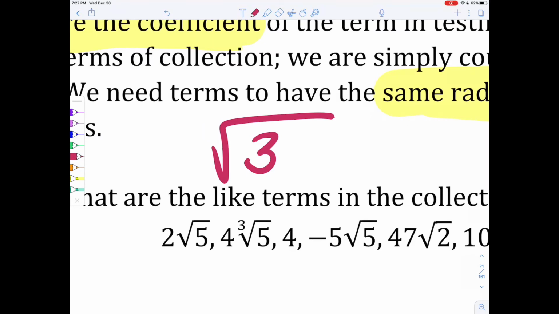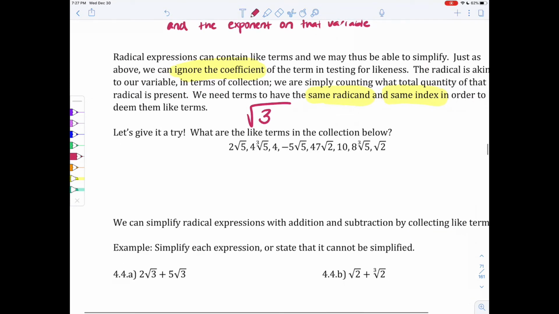So, for example, if I wanted to find a like term to 2 root 5, I have to find something else that has a square root of 5 attached to it. I can't have something with a cube root of 5 because then the index wouldn't be the same. So square root of 5. Oh, there's 2 of them now. I should probably write that in pink. 2 root 5 and negative 5 root 5.